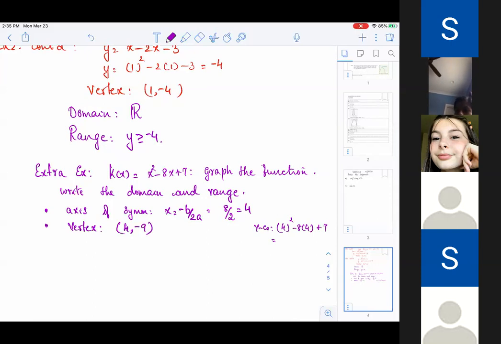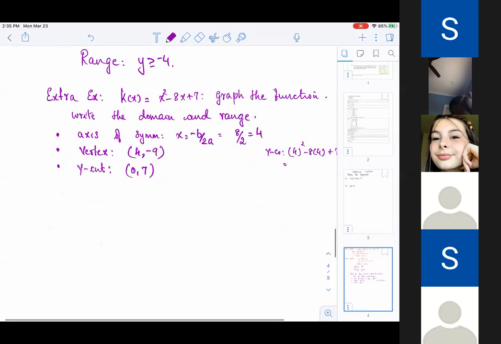Okay. So we got the axis of symmetry. Now we need the y-intercept. Y-intercept is always the constant in the problem. And what is the constant in this problem? 7. So it's going to be 0, 7. Now we are ready to graph. Negative 9. Axis of symmetry is 4. 1, 2, 3, 4.